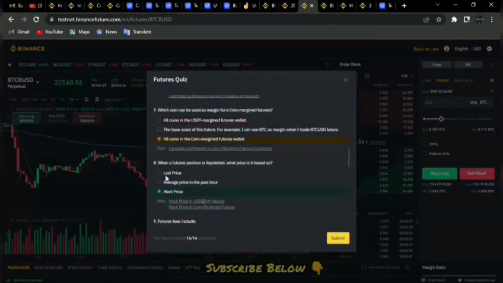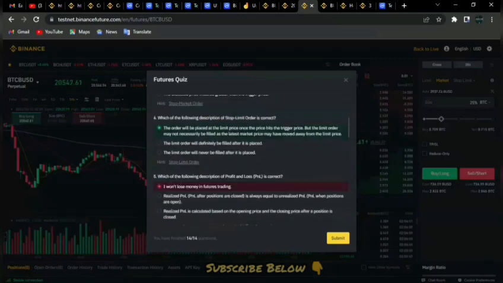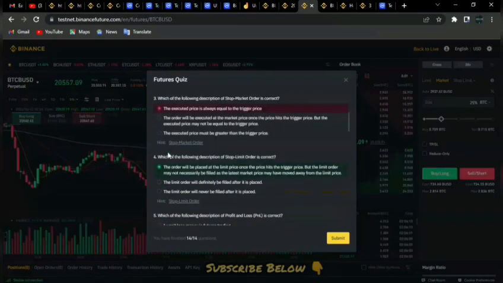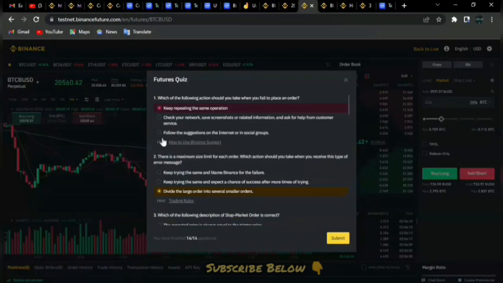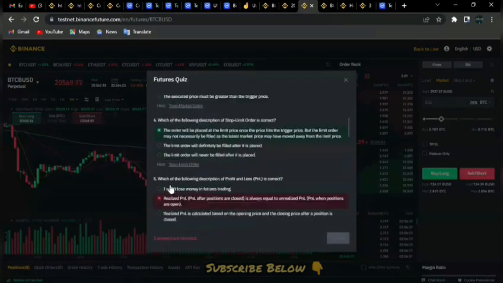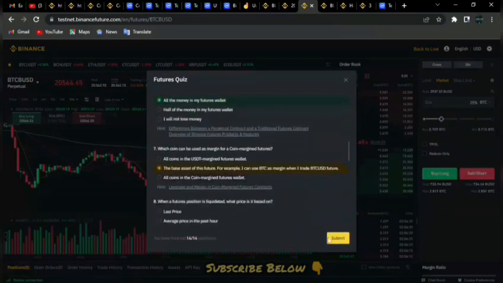The altcoins will be wiped. Then it also says which of the following is the description of profit realized. Let's go next. The executed price, order price. Then follow suggestions. Check your connection. Okay, submit. Let's see what we now have. 2 questions left, so these and these, guys. So I'm going to click on submit. Now we've submitted all of them.